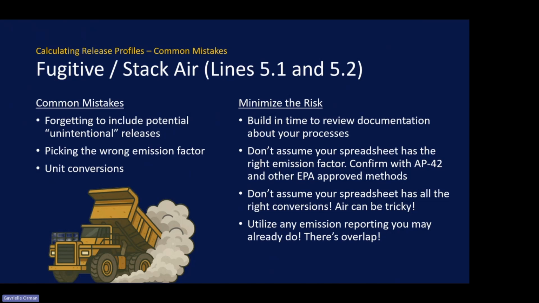It's really easy to mess up unit conversions when it comes to air emission reporting. My last tip for air emissions is to utilize any emission reporting you may already do for a Title V or a non-Title V air permit. Those emissions that you're reporting on and tracking for your air permit are likely the same types of releases that TRI reporting is going to want to hear about. So you've already done those calculations. Take advantage of that overlap.